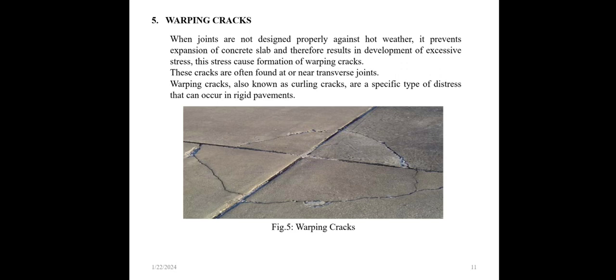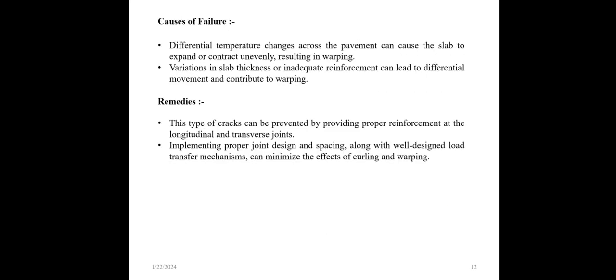Warping cracks. When joints are not designed properly against hot weather, it prevents expansion of the concrete slab and therefore results in the development of excessive stress. The stress causes formation of warping cracks. These cracks are often found at or near transverse joints. Warping cracks, also known as curling cracks, are a specific type of distress that can occur in rigid pavement.